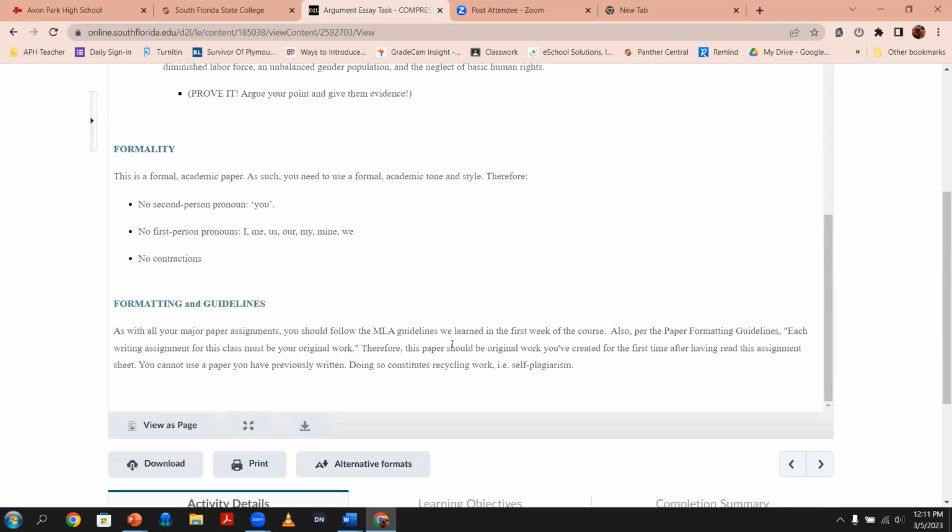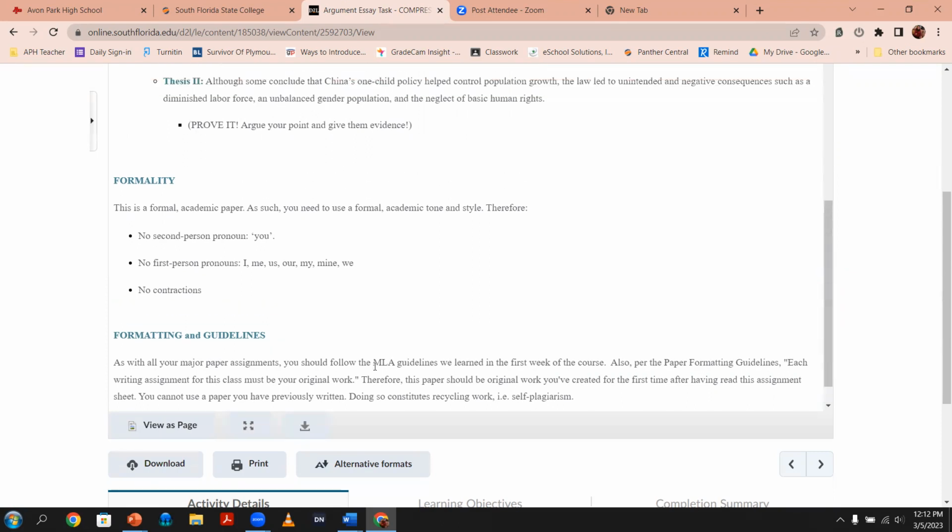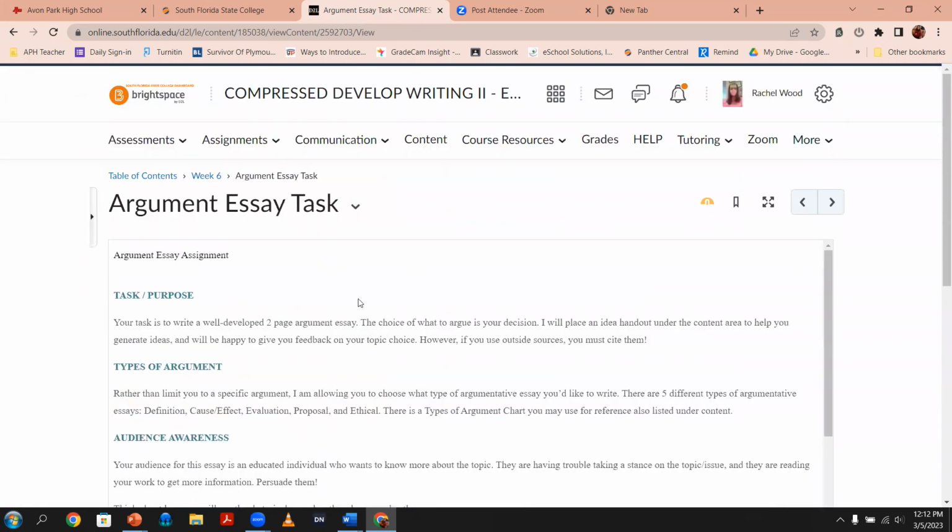So this will be MLA formatted, and also each writing assignment for this class has to be your original work. If you have taken this class before and not been successful, you need to make sure that you are not using a paper that you have previously written, because that constitutes self-plagiarism. So I always have that warning there on the assignment sheets.